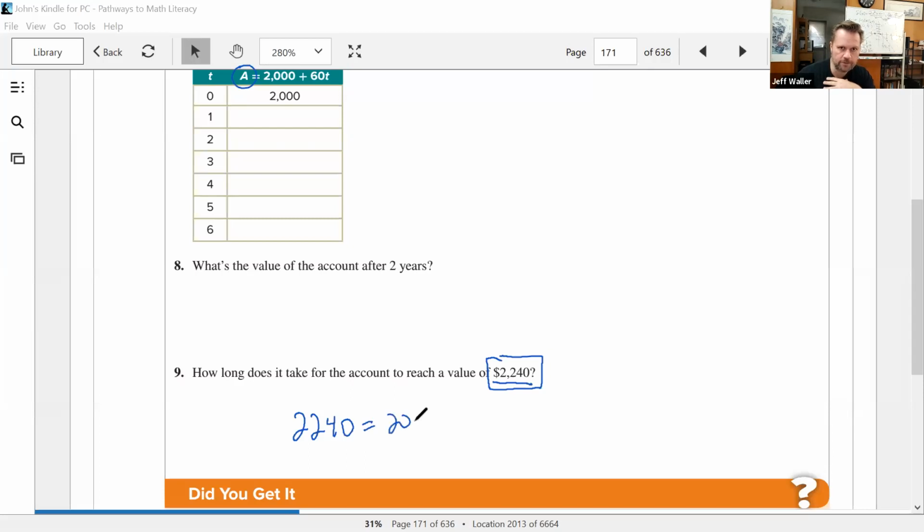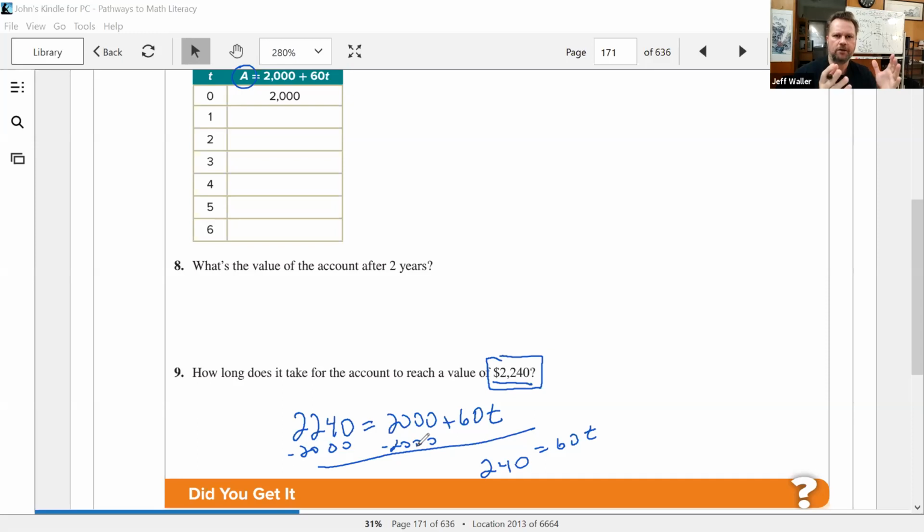That equals 2,000 plus 60 times T. Right? So if I just subtract 2,000. Now look at this. I'm hoping that this is a little bit familiar to you guys. How to solve an equation. If I subtract 2,000, I really want to make, now look at me. Don't look at the problem, look at me.